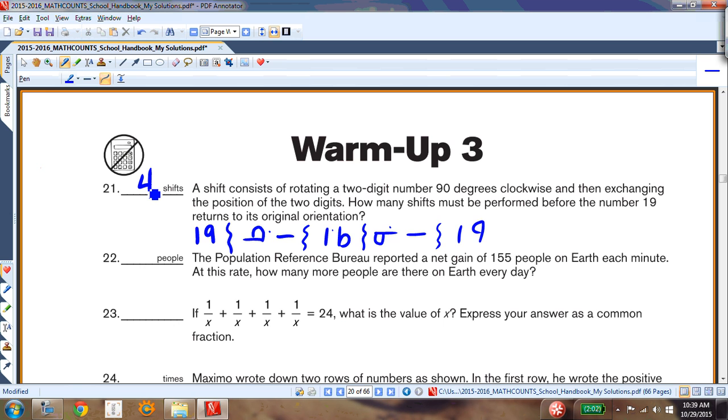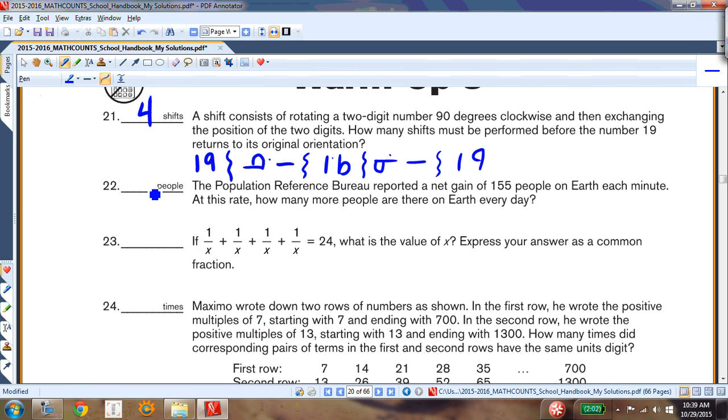Population Reference Bureau reported a net gain of 155 people on Earth each minute. At this rate, how many people are there on Earth each day? Okay, I like to do this: just look at my units. I have 155 people per minute. And I want to know how many people a day are born, or that exist on the Earth.